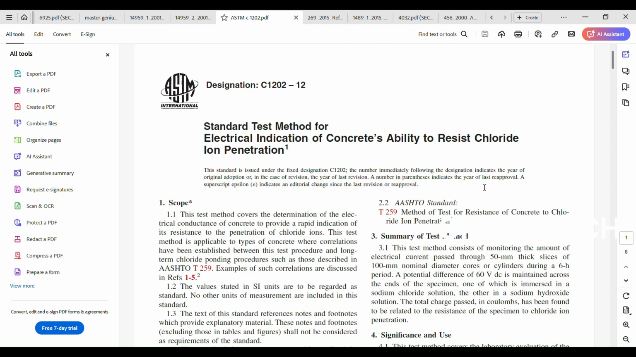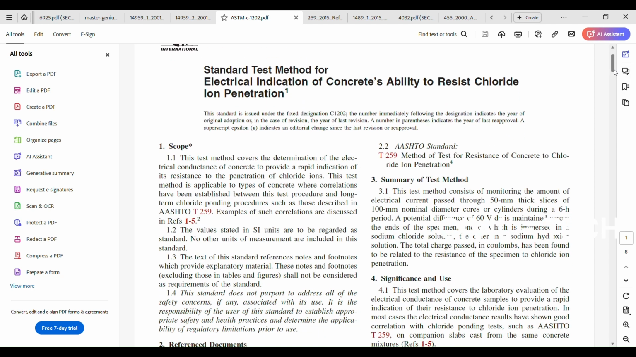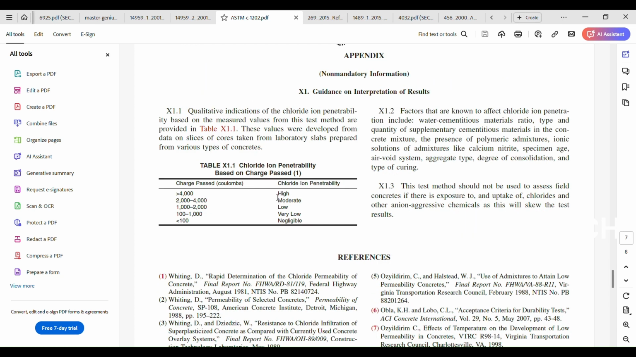Here we heard about the RCPT test. RCPT means rapid chloride permeability test. So we can refer to ASTM C1202-12, Table X1.1, chloride ion penetrability based on charge passed. If the charge passed is greater than 4000, the chloride ion penetrability will be high.